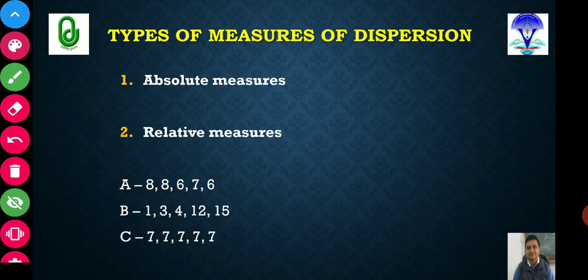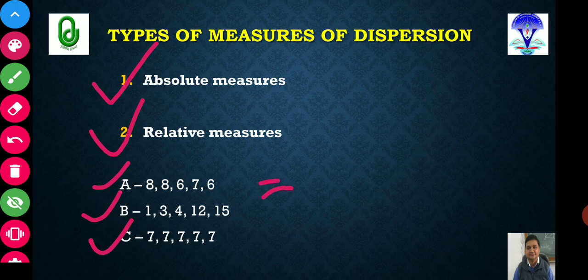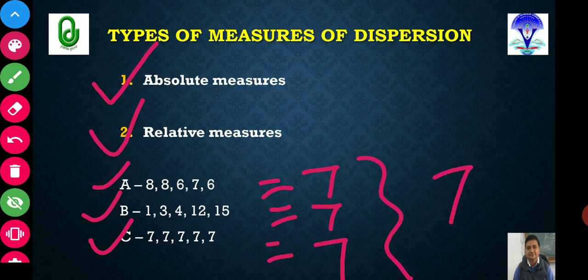Now, I have already told you that measures of dispersion are broadly divided into two parts, absolute measures and relative measures. Before going to these, look at these three data series: A, B and C. If you see these, the mean of data series A is 7, the mean of data series B is again 7, and the mean of data series C is again 7. So all these three data series have mean 7.